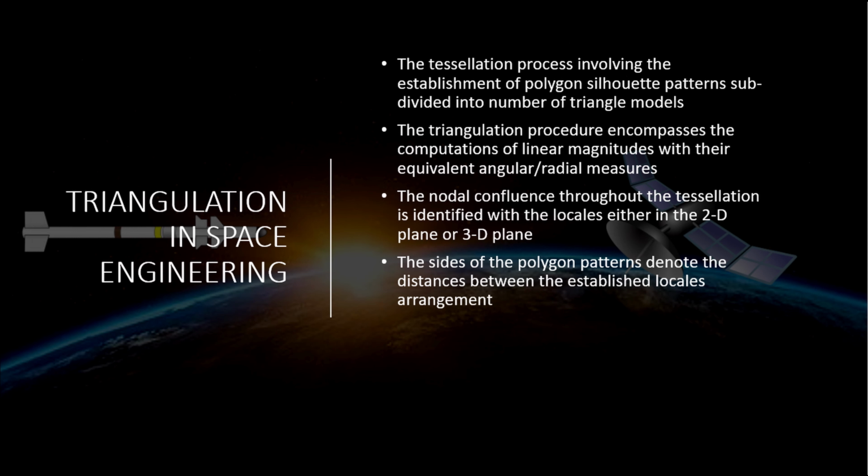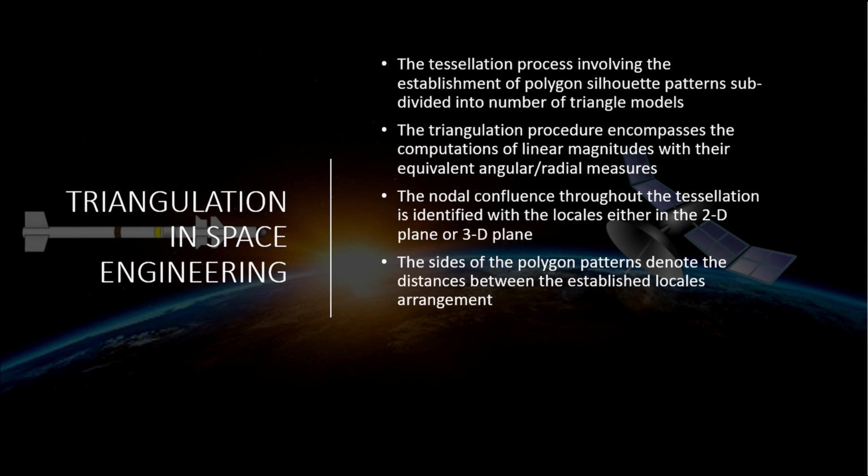So now comes the nodal confluence. The nodal confluence is identified with the locales that are either located in 2D plane or in 3D plane. So this depends on the problem statement, whether the locales are in a 2-dimensional plane or 3-dimensional plane. Since here we are concerned with space, we would only be using 3D plane as a general norm.